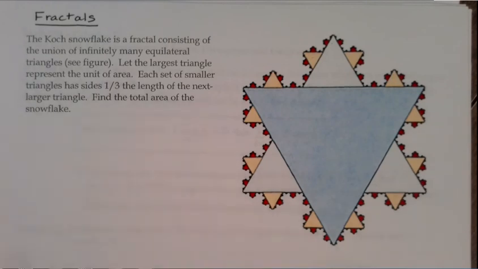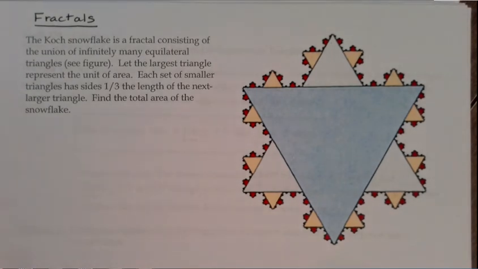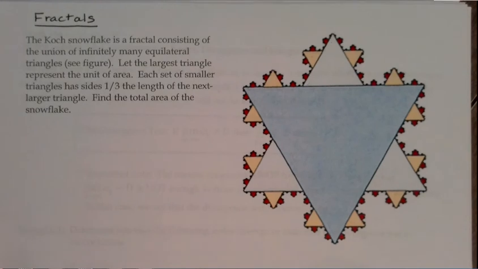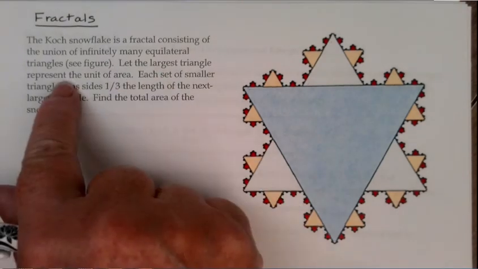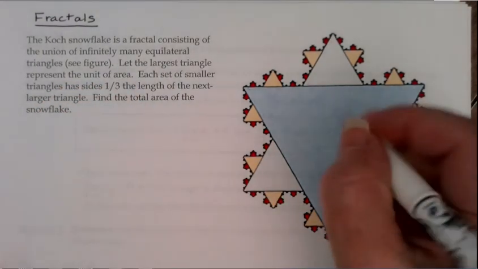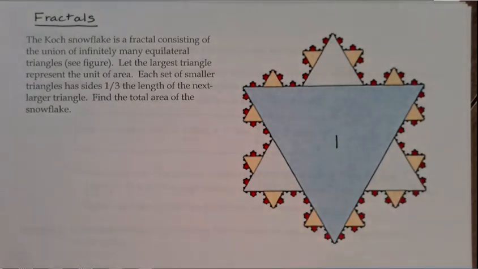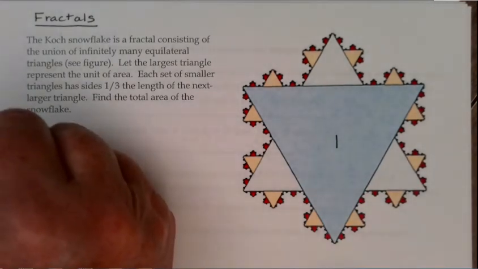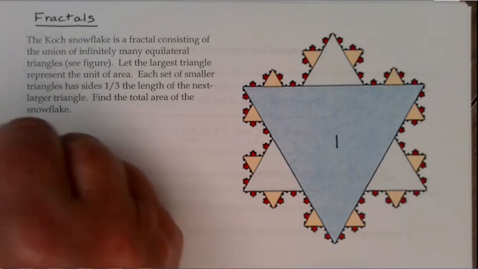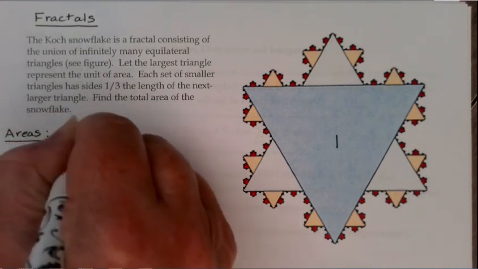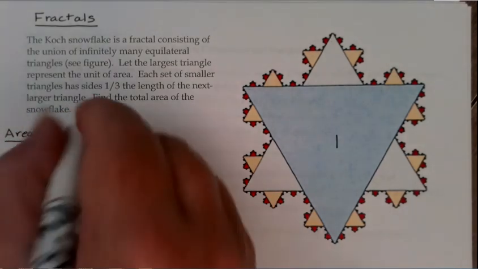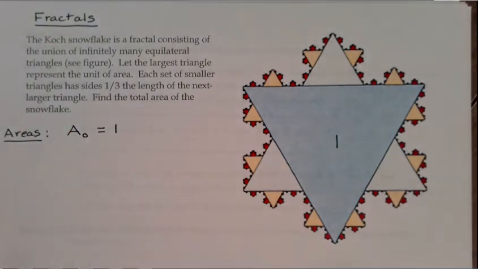Our goal is to find the total area of the snowflake, assuming we repeat this process of adding little triangles forever. So here are a couple of assumptions we're going to make. Actually, just one, really. The largest triangle represents the unit of area. So the area of this triangle is 1. And I'm going to start keeping track of these. I'm going to say A0 for my largest triangle has an area of 1.